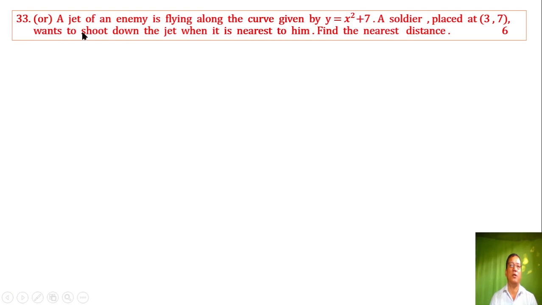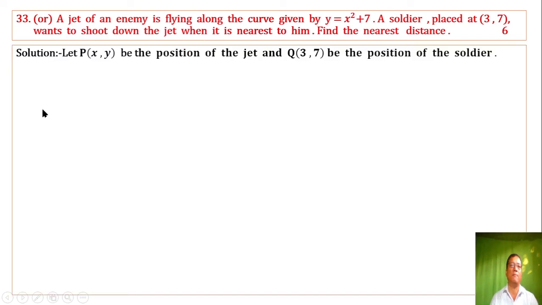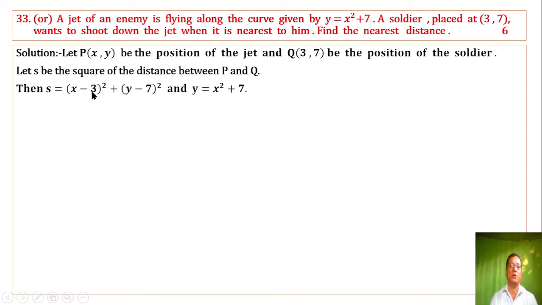33. An aeroplane of an enemy is flying along the curve given by y equals x square plus 7. A soldier placed at 3, 7 wants to shoot down the plane when it is nearest to him. Find the nearest distance, 6 marks. Let P(x, y) be the position of the plane and Q (3, 7) be the position of the soldier. Let S be the square of the distance between P and Q. Then using the distance formula between P and Q, we have this.